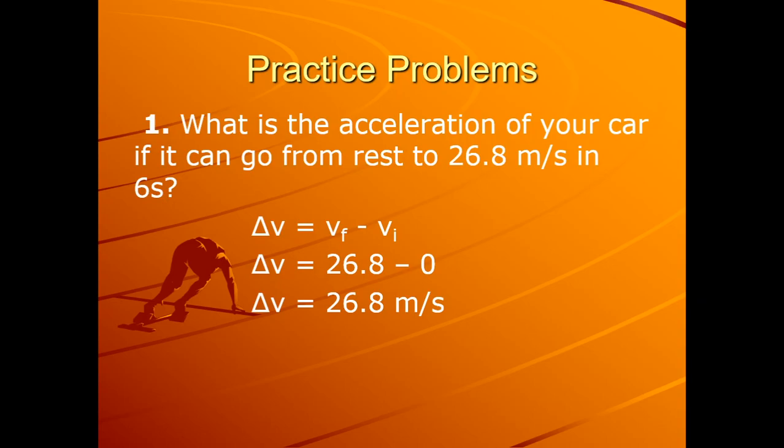Okay, so there's a couple of things you need to do here. If you're going from rest to 26.8 meters per second, you have to find your change in velocity. Your initial velocity is going to be 0. Your final velocity is 26.8, because it's from rest to 26.8 meters per second. Because the initial is 0, you're going to end up with a change in velocity of 26.8 meters per second.